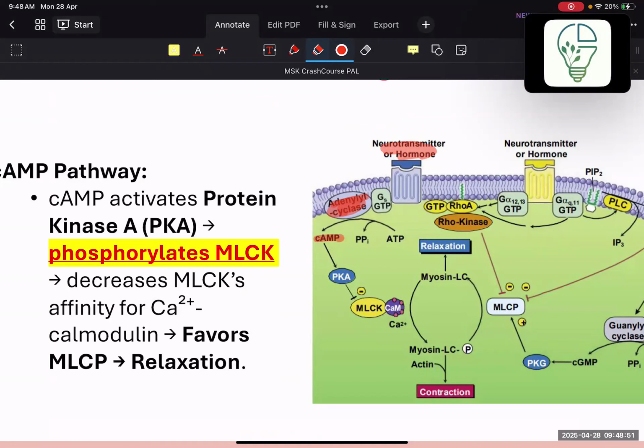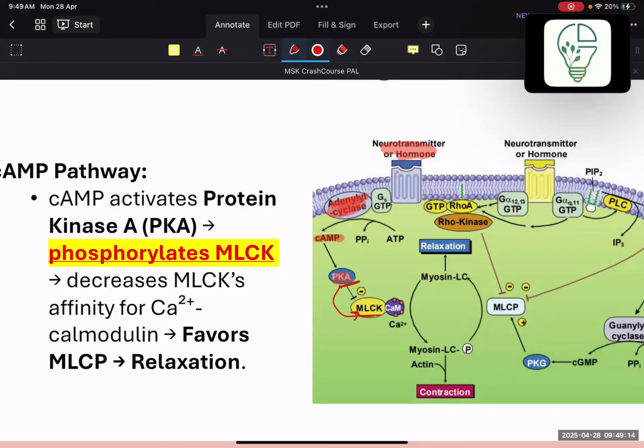And then when you have increased levels of cAMP, that's going to activate something called PKA, protein kinase A. Now, pay attention here. Protein kinase A will go and act on MLCK by phosphorylating MLCK. There's a lot of phosphorylation going around here, and it will get confusing, so pay attention. PKA, protein kinase A, phosphorylates MLCK.